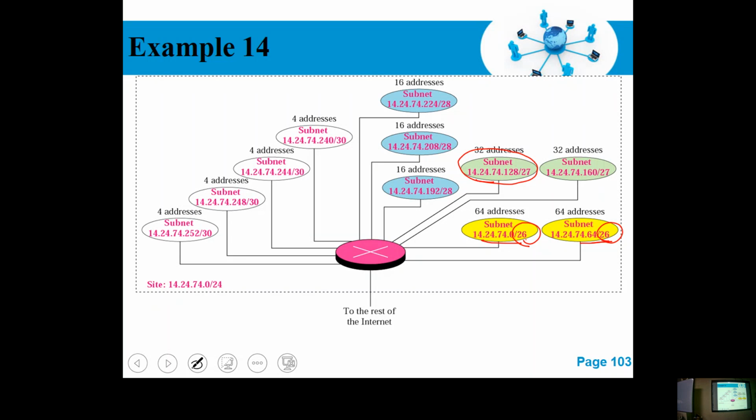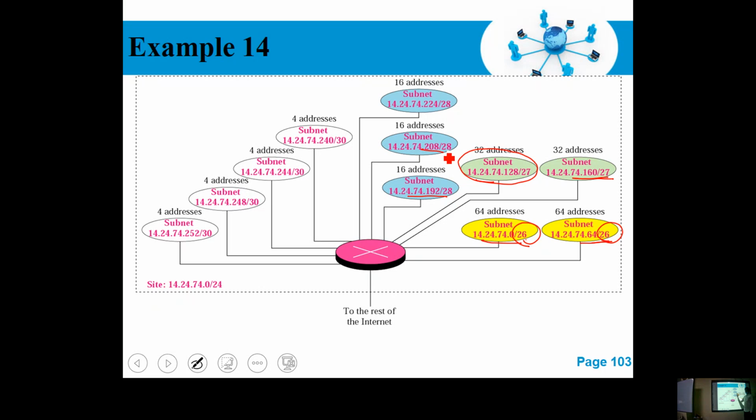So what will it become? 159. So the next one, where will it start? 160. So it is starting at 160. Where will it end? 191. Okay. So the next one has to start at 192. And how many addresses here? 16 addresses, like that, 3 groups. So how much do we need to add? 15. So when I add 15 to this, it will become 207.